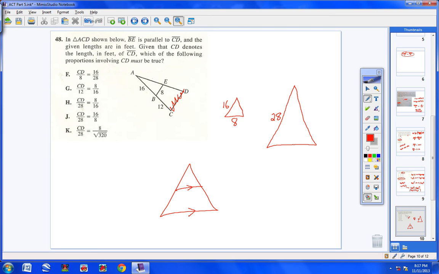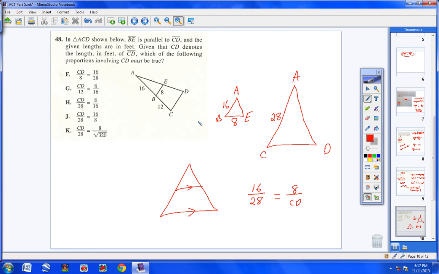Well, I think it'd be very helpful, and I should have done this right away, I'm going to label these vertices. This is A, this is B, this is E, and this is A, and this is C, and this is D. Now it says we're looking for CD right here, okay? Now, think about this. If these two triangles are similar, which they are, I can say 16 over 28 equals 8 over side CD.